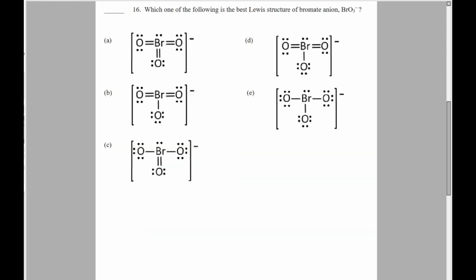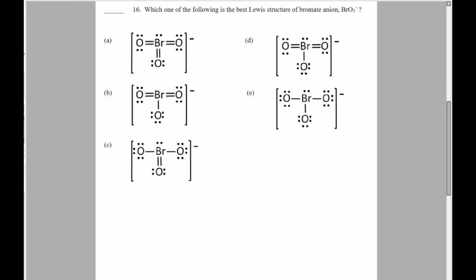16. Which one of the following is the best Lewis structure of bromate anion BrO3-? For this problem, we're just given a bunch of possible Lewis structures, and they all look pretty similar, with bromine as a central atom and oxygen as the atoms around it, which makes sense because oxygen is in the period above bromine, I think. So it will be the more electronegative atom. So it's going to be on the sides, whereas bromine will be the central atom since it's the least electronegative.